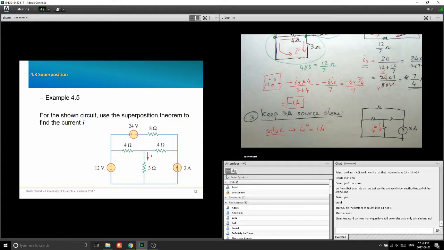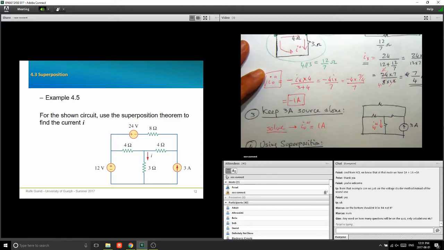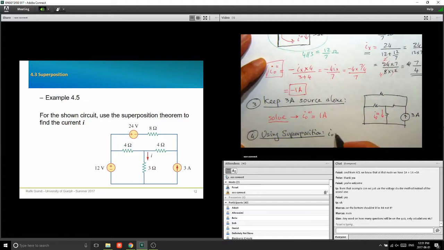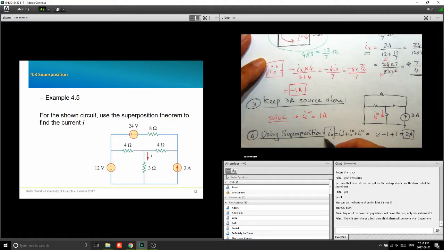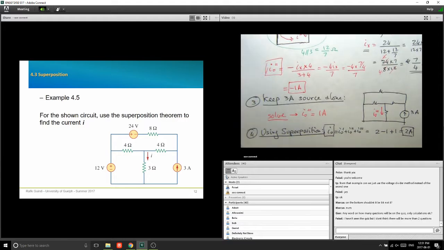So finally, using superposition, I naught equals I naught prime plus I naught double prime plus I naught triple prime. It's equal to 2 minus 1 plus 1 equals 2 amps. Okay? So there you go. This is the superposition principle.